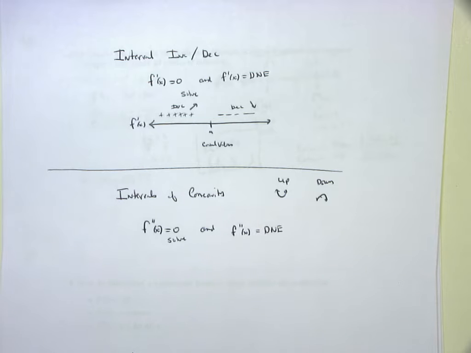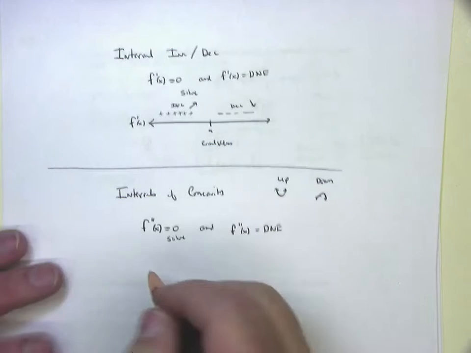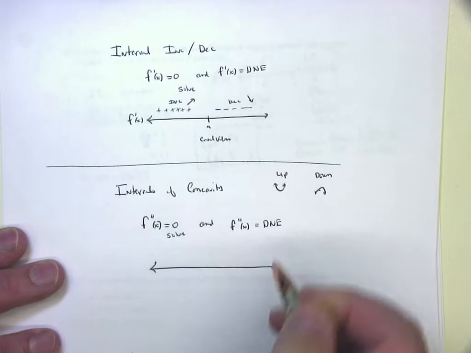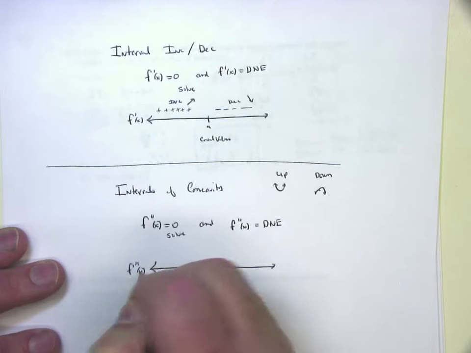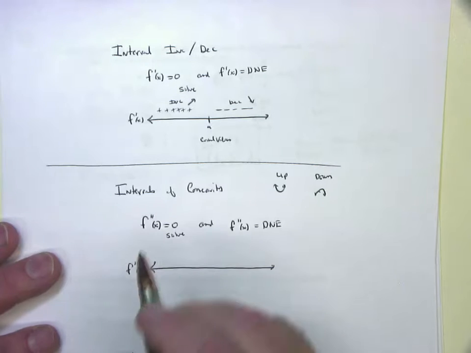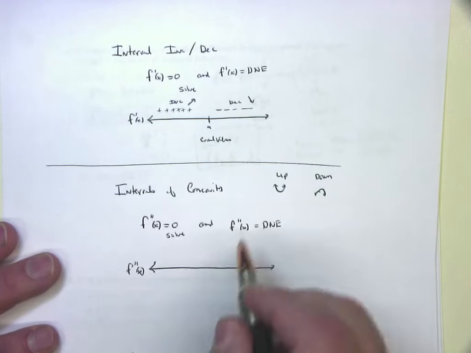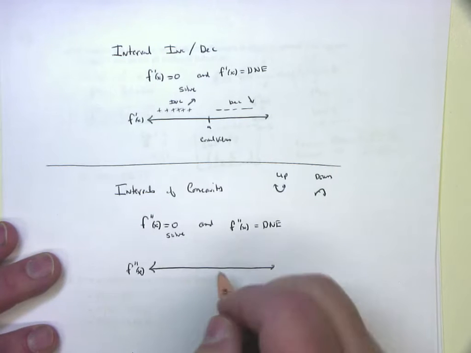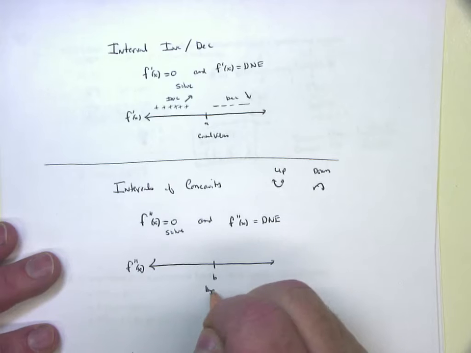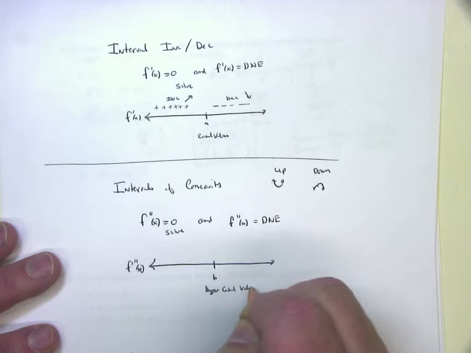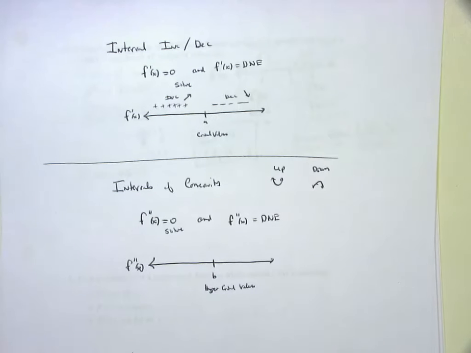Now, anytime you hear intervals, you know you're going to draw a number line. So this will be a number line, and this will be a second derivative number line. When you take the second derivative, set it equal to 0 and solve, and find where the second derivative does not exist, you're going to get a point. I'm going to call him B. They were called the hypercritical values, also known as possible inflection points.